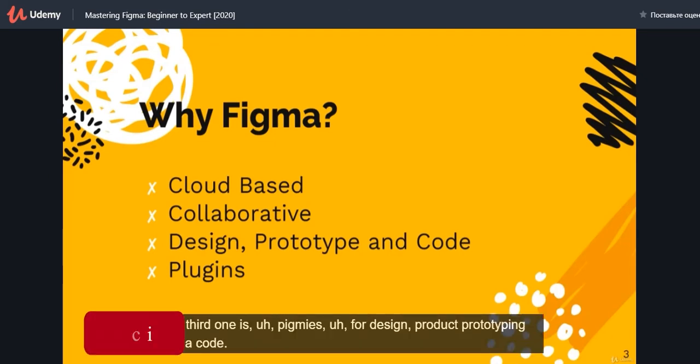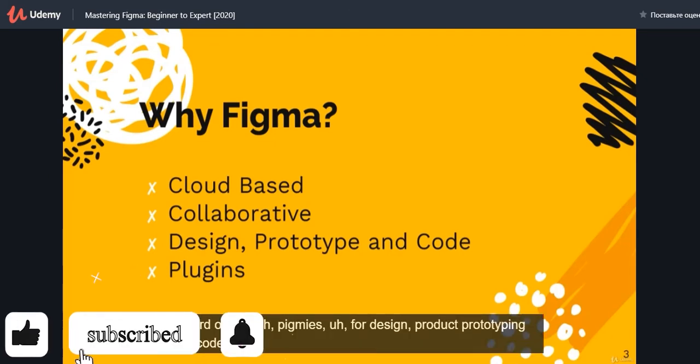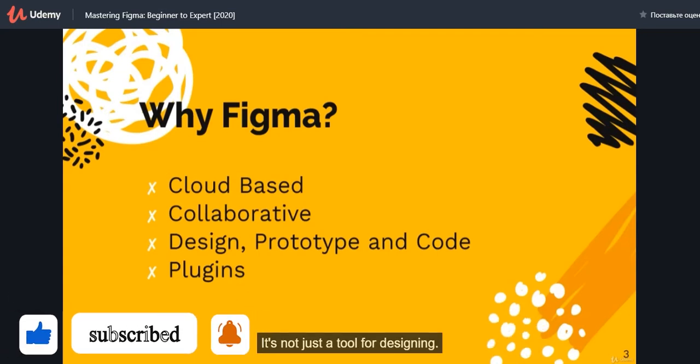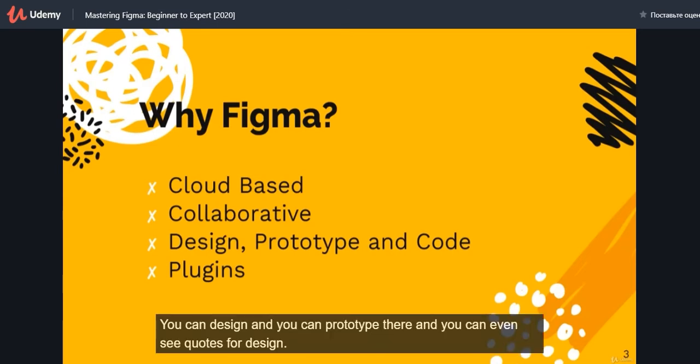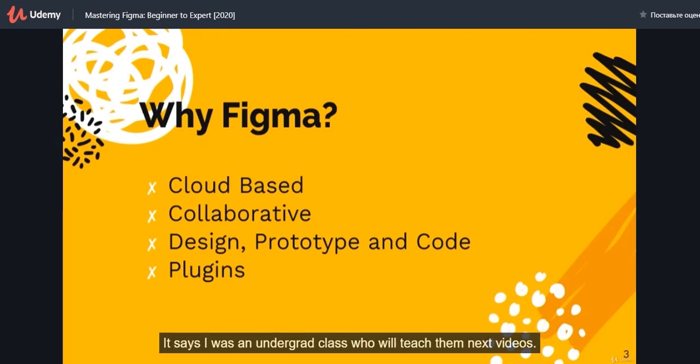The third one is that Figma is for design, prototyping and code. It's not just a tool for designing, or just prototyping, or just code. It's replacing three. You can design and prototype there, and you can even see code for the design: CSS, iOS and Android code. We will touch on them in the next videos.